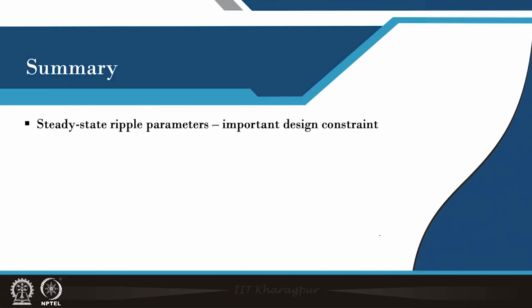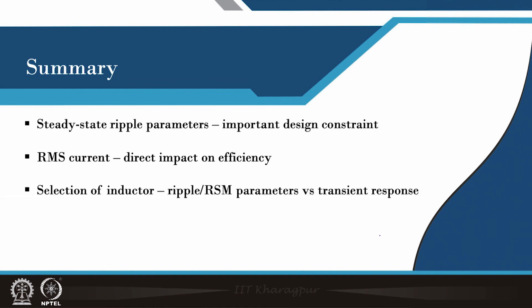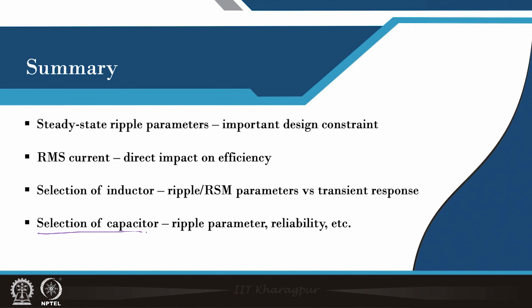So, in summary, we have discussed steady state ripple parameters, we have considered the important design constraints, and RMS current formulation also has been shown, and how it is going to affect the conduction loss, and consequently the effect will appear in the efficiency also. The selection of inductor is discussed, that means it is a trade off between the steady state RMS ripple parameters as well as the transient response. The selection of capacitor is important in terms of ripple parameters as well as its reliability. So, you have to carefully design the inductor and capacitor.